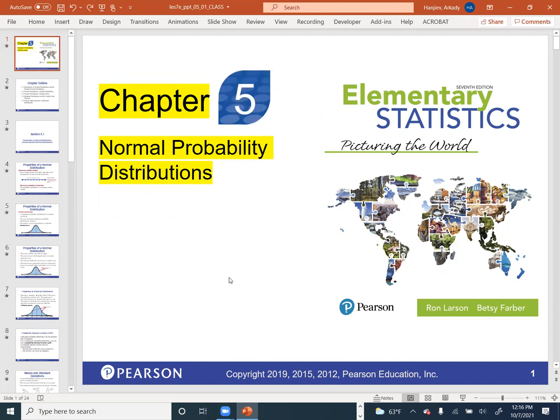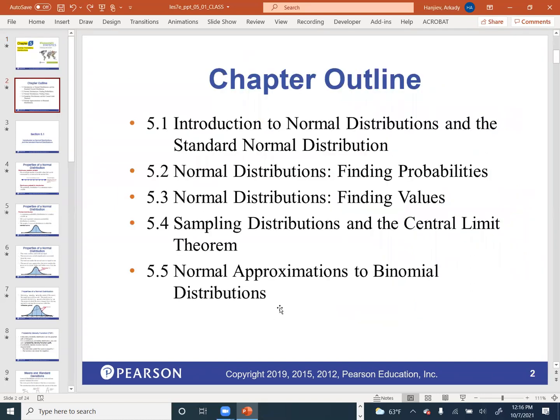Chapter 5, normal probability distributions. And let's jam. What are we going to cover here? Don't need to write this one down. Today is just an introduction. Maybe we'll get to 5.2, maybe. It's the normal distribution, about finding probabilities and then also finding values. And then we have a central limit theorem we're going to explore and then eventually the normal approximation to the binomial.